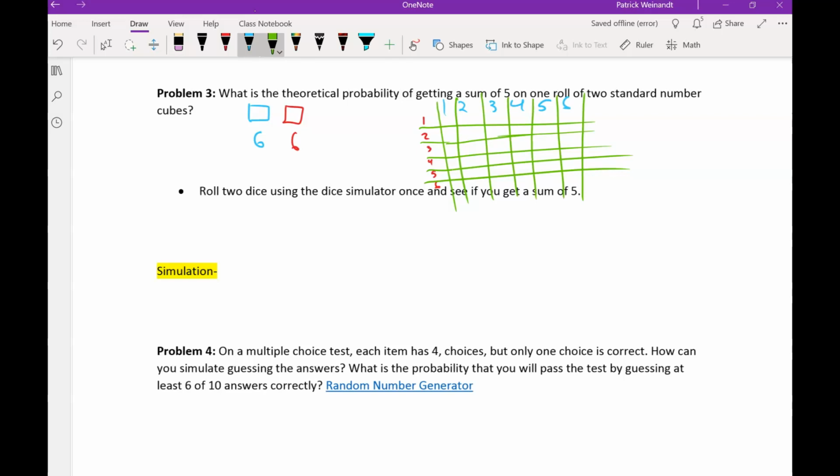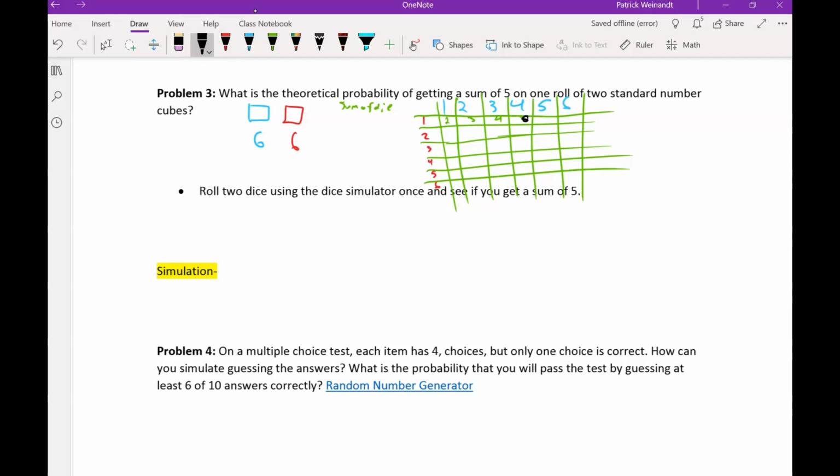Okay, well, I'll just do this. Oh, whoops, I need another line here. I could get a 1 and a 1, that's a sum of 2. And I'll label this chart. I could get a 1 and 1, that's a sum of 2, 1 and 2, that's a sum of 3, 1 and 3, that's a sum of 4, 1 and 4, that's a sum of 5.